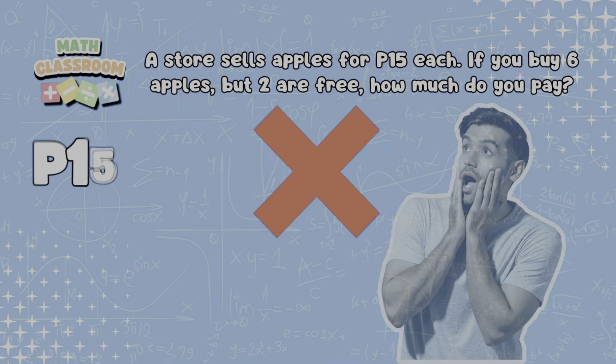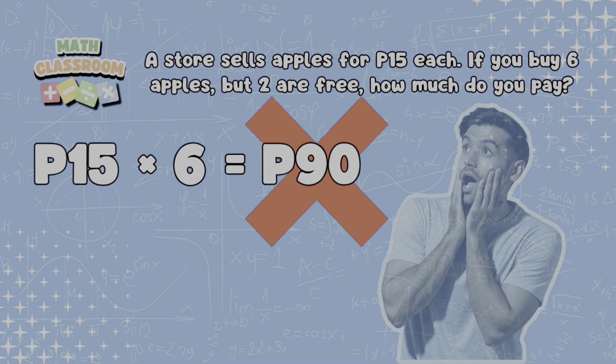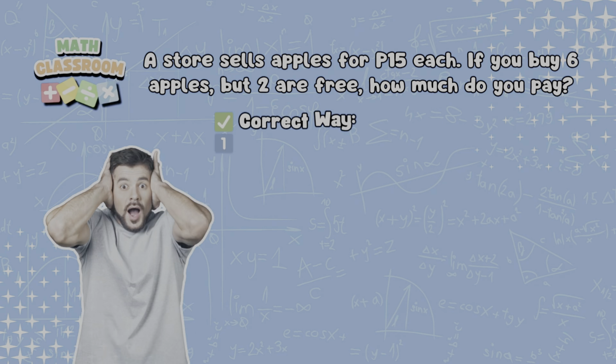Wrong answer. Some people quickly multiply P15 times 6 equals P90. But wait, did you forget about the free apples? Let's fix that. Here's the right way to solve it.